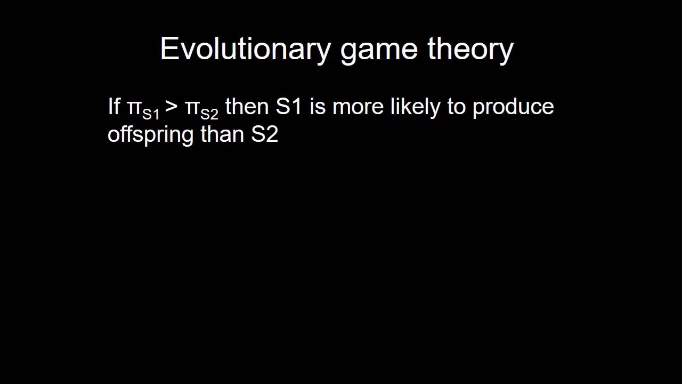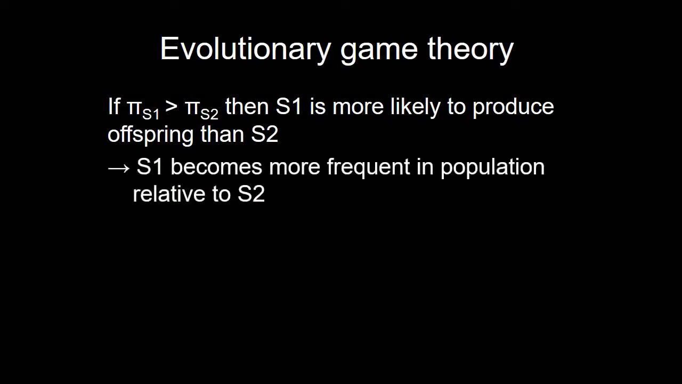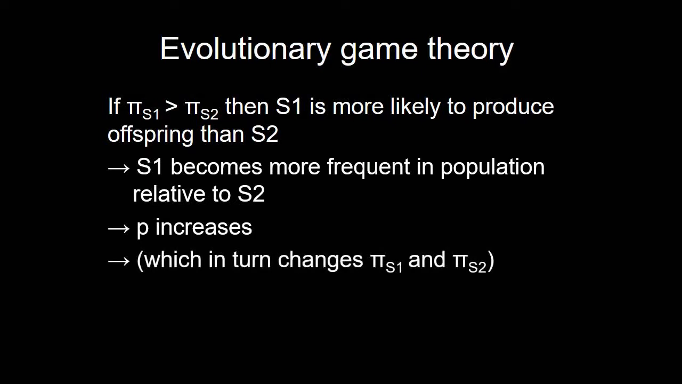Specifically, as I said on the last slide without writing it out, we'll use pi for payoff. This is the payoff of strategy 1. If the payoff of strategy 1 is greater than the payoff of strategy 2, S1 is more likely to reproduce. That means S1 becomes more frequent, which means p increases. And conversely, the key point about evolutionary game theory, as opposed to evolution in general.